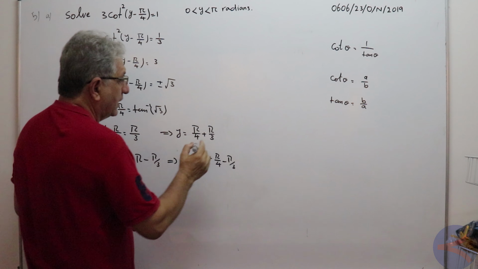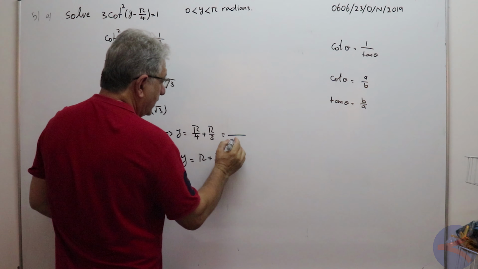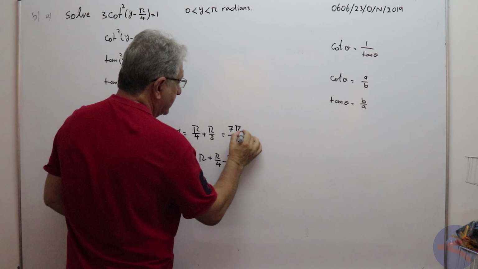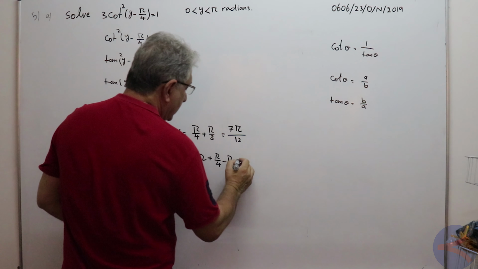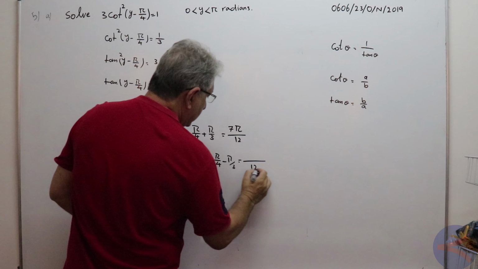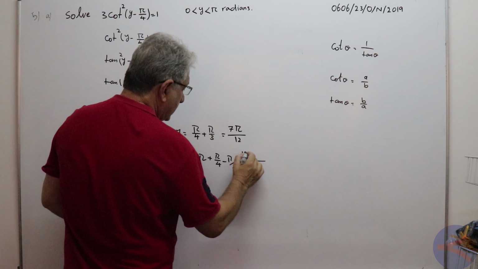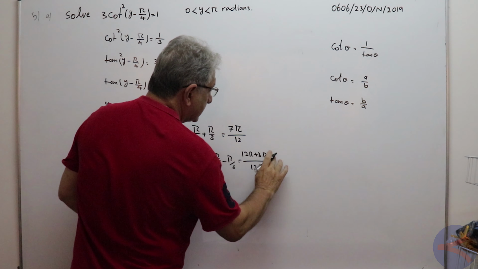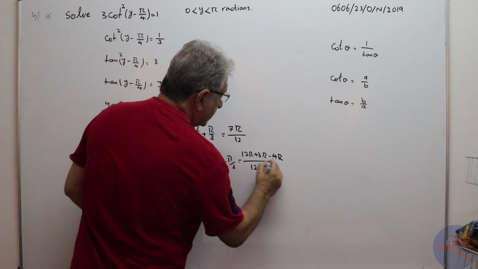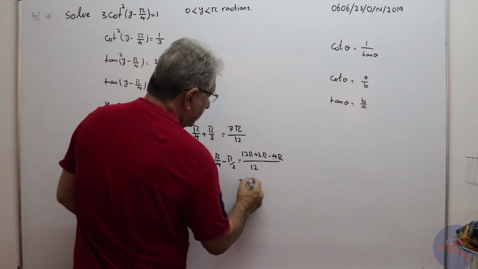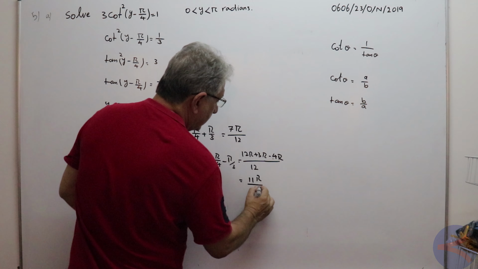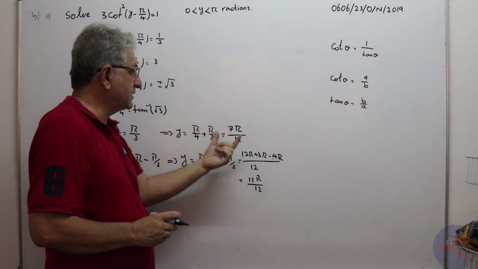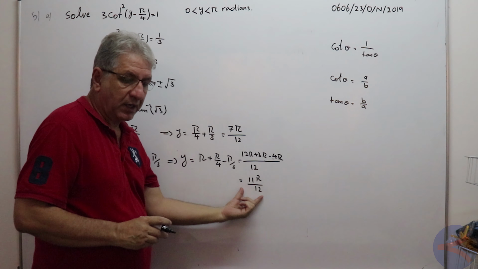Now, it's enough to add this. Common denominator is 12. Here is 7 pi over 12, if you add them. And here, again, common denominator is 12. This is 12 pi plus 3 pi minus 4 pi, which is 11 pi over 12. These two answers fall in this range. Therefore, the answer is 7 pi over 12 or 11 pi over 12.